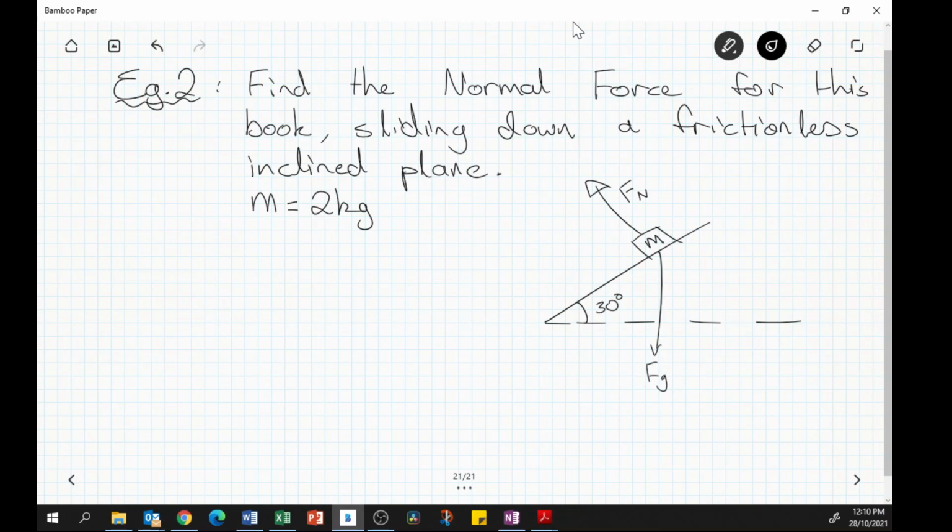No, it's a different book. They just happen to be the same mass. Look, it looks totally different, Brendan. What are you talking about? It's very clearly a different book.